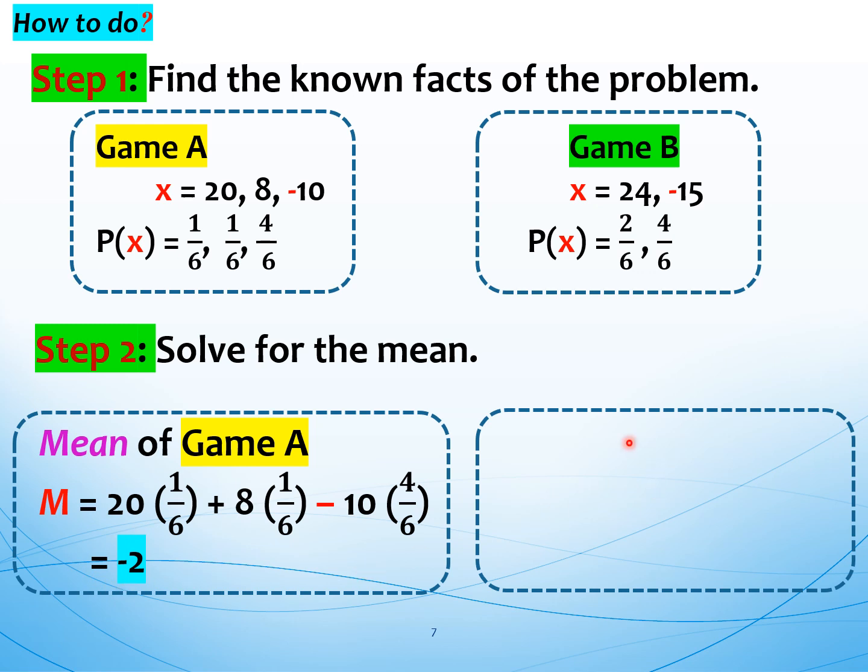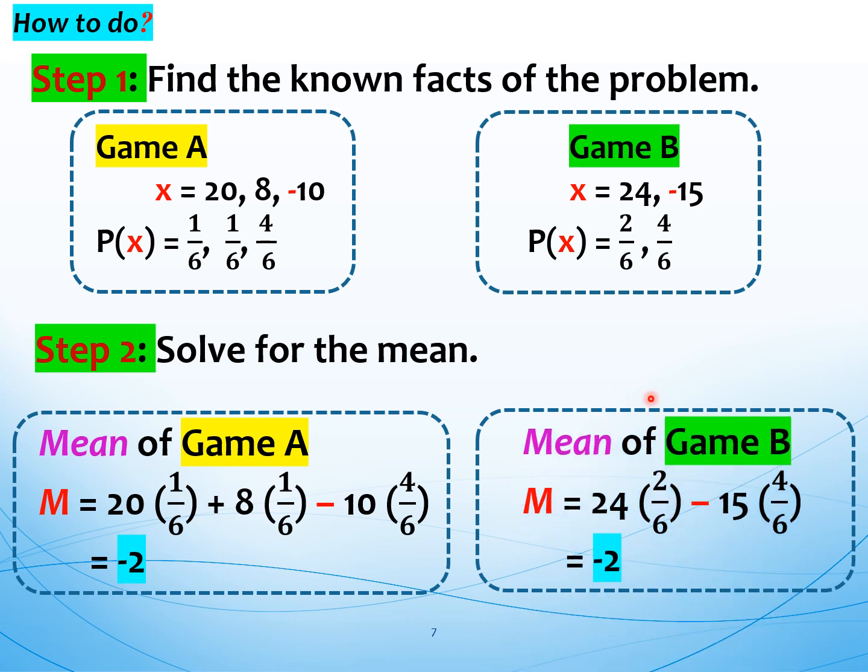How about for game B? We have the mean: 24 multiplied by 2/6, minus 15 multiplied by 4/6. So we have negative 2. So they have the same mean. Now that we have the mean, we can solve for the variance.